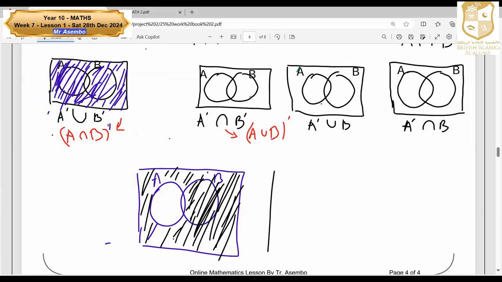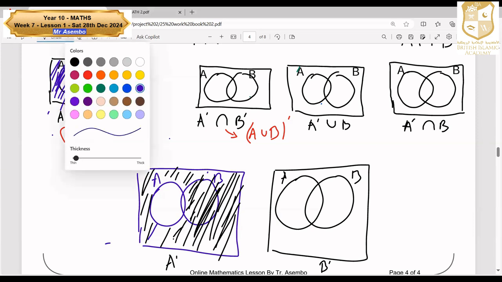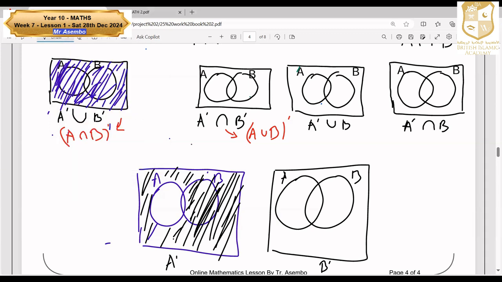And then the second one, I can again draw separately. This time we are shading the B complement, so I can present it outside here. So this is A and this is B. Let me put here, this one is A complement, and this one here is B complement. So how do you shade the B complement? Let me take a different ink here. B complement is everything that is not in B. We shade everything that is not in B.